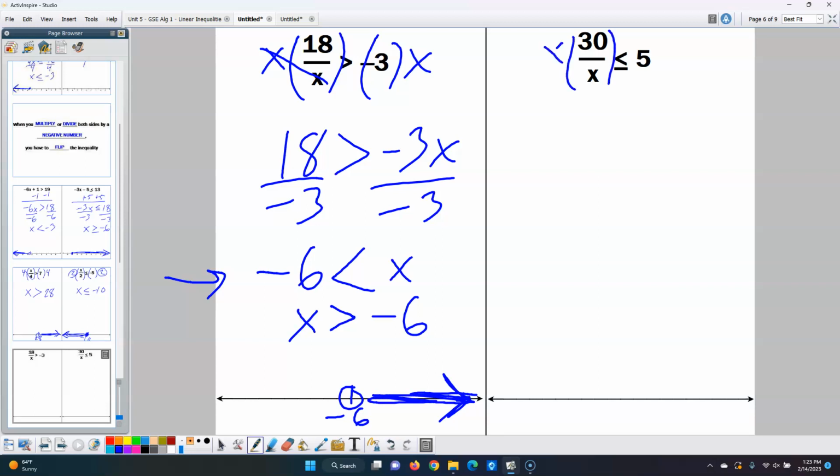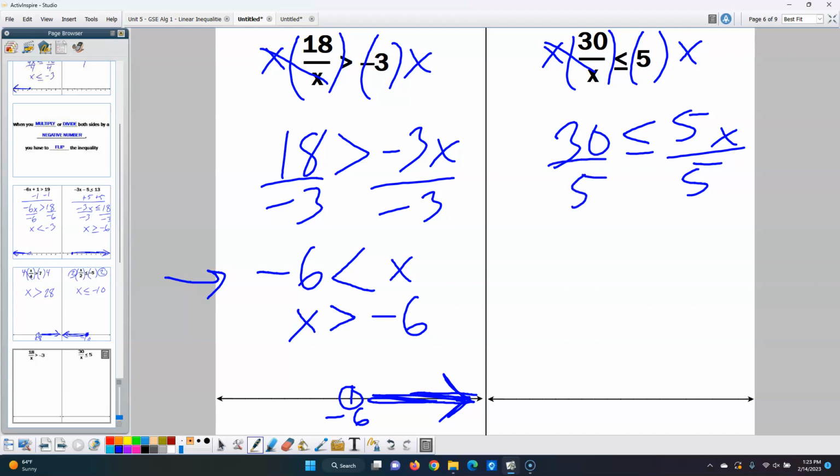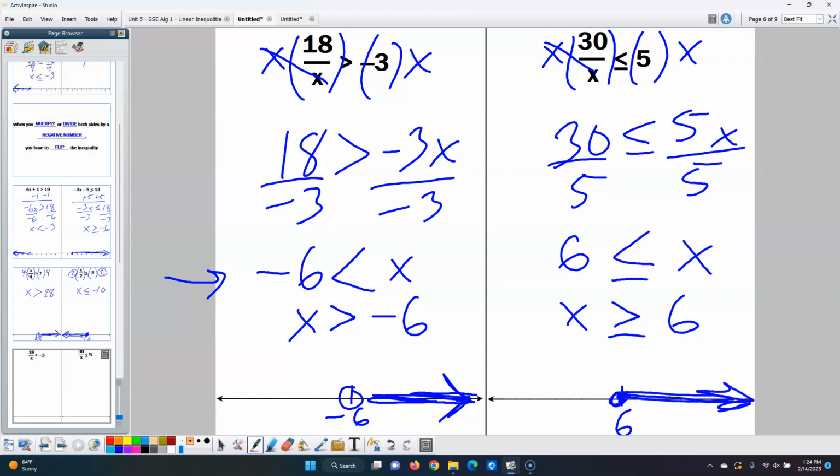Next one, we're going to multiply by x. Multiply by x. Gets rid of those. I'm left with 30 is less than or equal to 5x. Divide by 5. Divide by 5. That's x. Do I need to flip the sign there? Nope. Divide by a positive number. So sign's going to stay the same. I am going to kind of turn that around, though, so that I can see which way to shade. Up there, it's pointing to the 6. I'm going to make sure I'm pointing to the 6 again. It's going to be a solid dot, and looks like it's going that way.